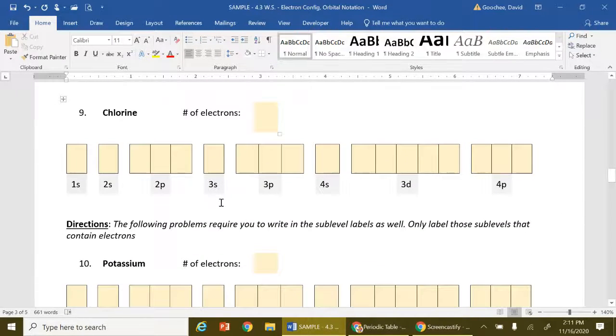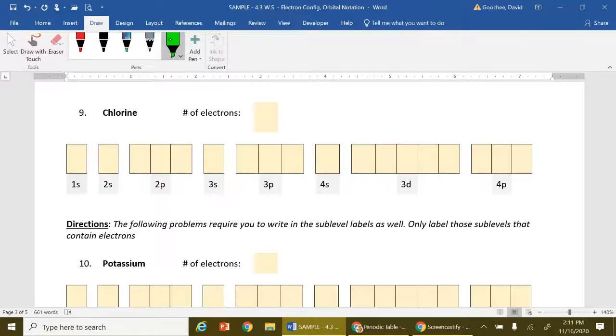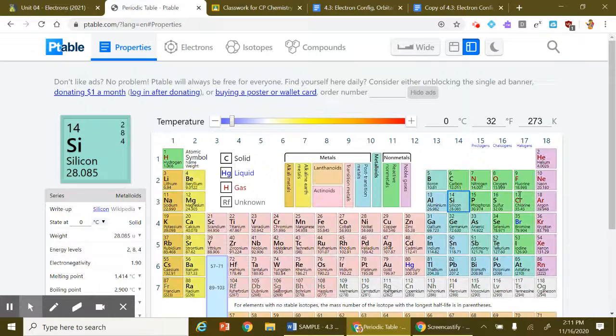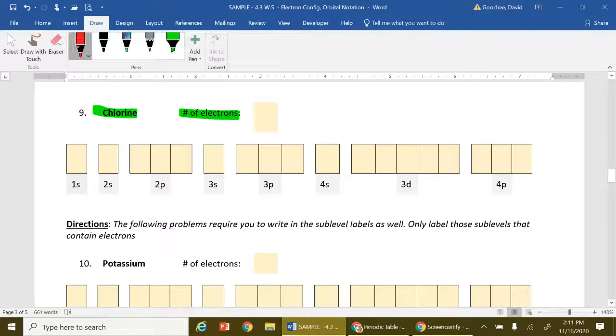Let's try another one here. Another one, chlorine. What number of electrons does it have? I go to the periodic table and see chlorine has 17 electrons. 17 electrons. So here I go. 1, 2, 3, 4, 5, 6, 7, 8, 9, 10.